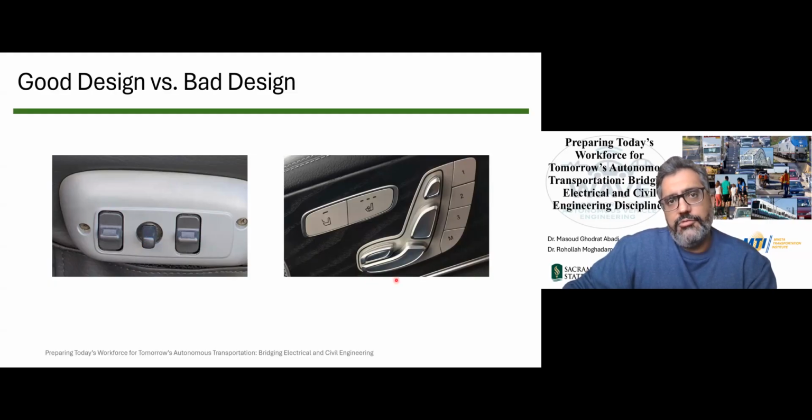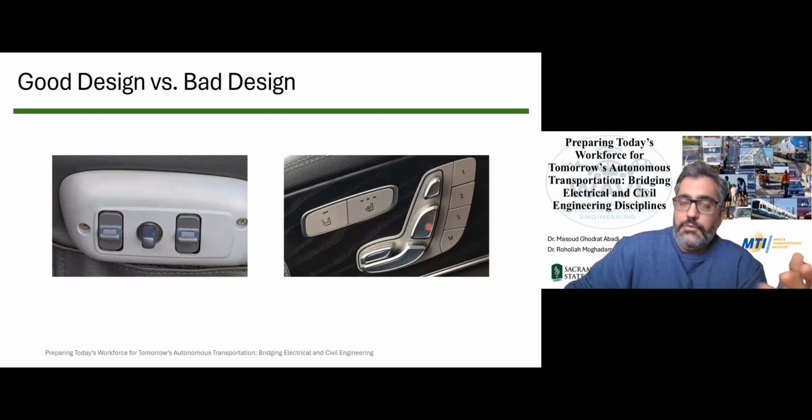But when I have a design like this that is completely created according to my expectations and my experience of sitting on a seat, then this is what we call a good design. You may never notice that, but this is what we want to be exactly the experience of our users when we consider human factors.